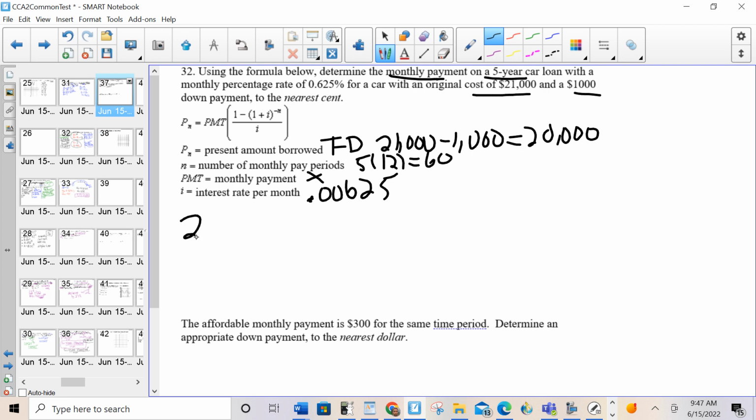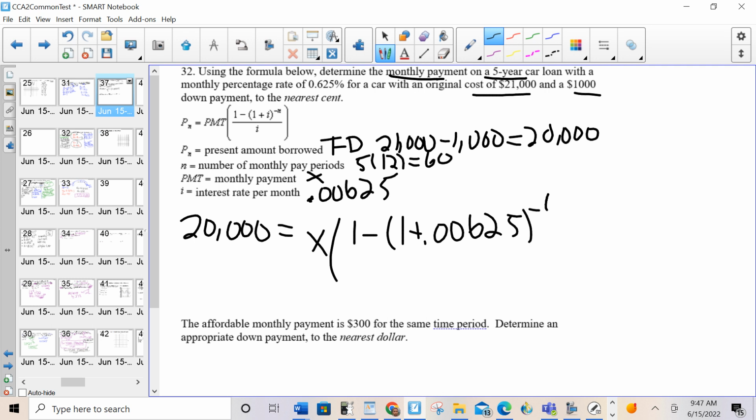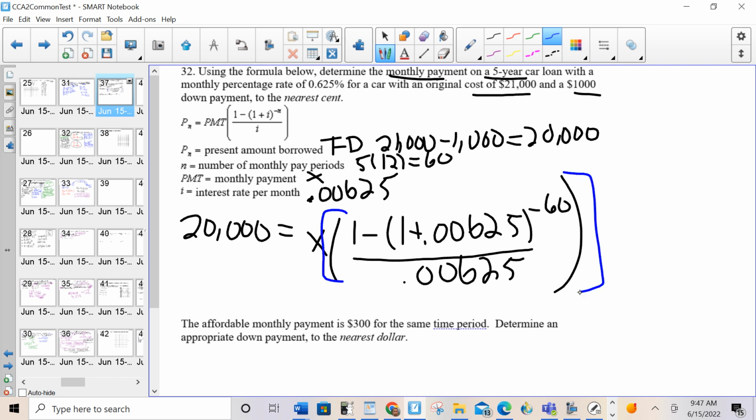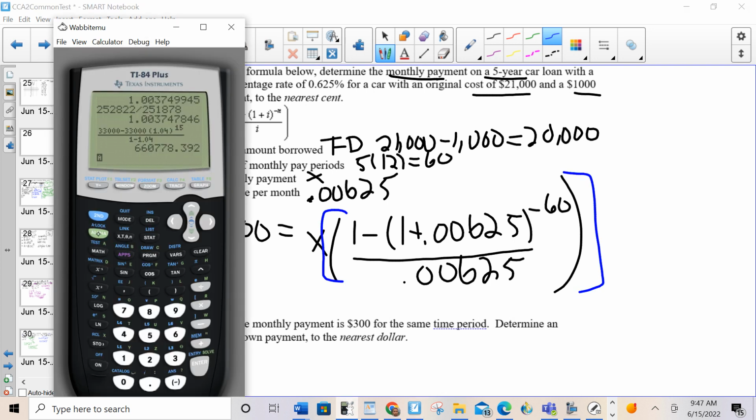PN is 20,000. PMT is X. 1 minus 1 plus 0.00625 to the power of negative 60 over 0.00625. This might look hard, but I consider this one of the easier questions in the course because the algebra is so simple. Now, I can't type the entire thing into the calculator, but I can type this whole piece into the calculator. So I'm going to do alpha y equals enter.